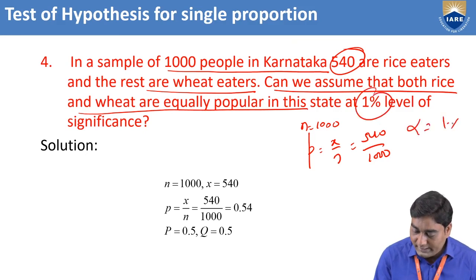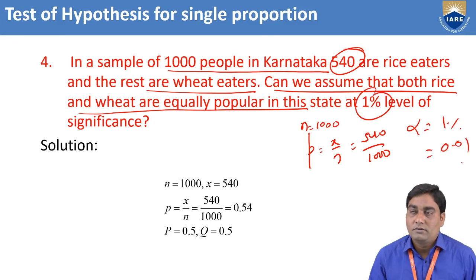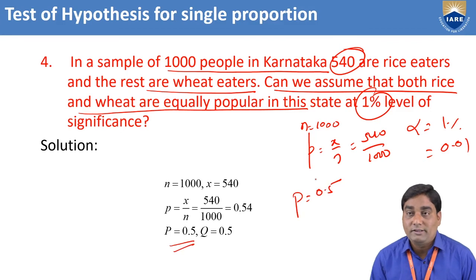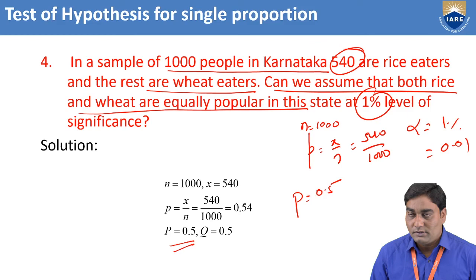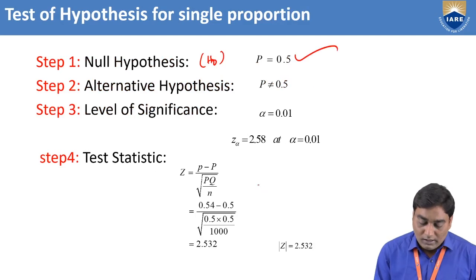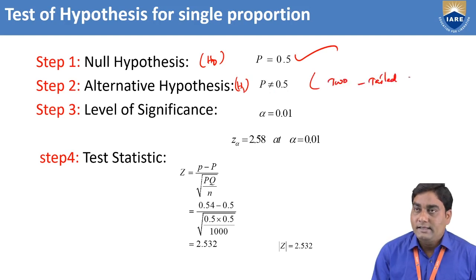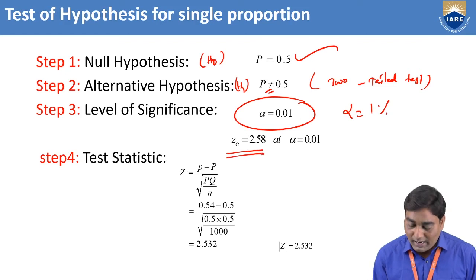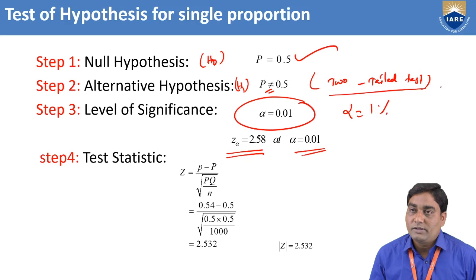Alpha is given as 1%, that means 0.01. Capital P, generally we can take as 0.5 if the value is not given in the problem. In this problem, the capital P value is not given like in previous problems. So that's why capital P is 0.5 and capital Q is 0.5. Now the test of hypothesis procedure. First we set up the null hypothesis H0: capital P is 0.5. Alternative hypothesis H1: capital P not equal to 0.5. Which type of test? Two-tailed test, because not equal to is there. And alpha is 1% level of significance. So this value we can choose from the Z distribution table at 1% level of significance for a two-tailed test. That value is 2.58.